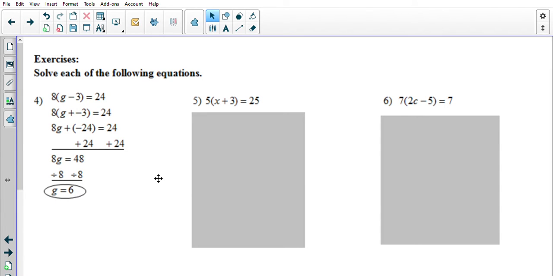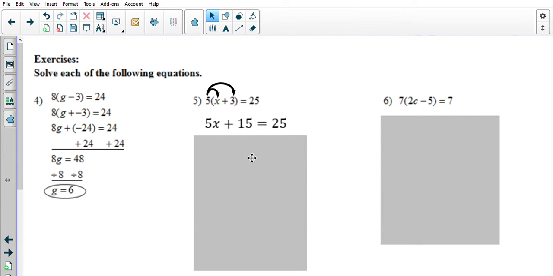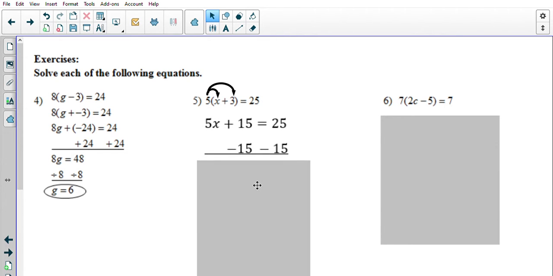All right, let's try question number 5. Let's distribute this 5 into the parentheses. So take 5 times x and 5 times 3. That will get us 5x plus 15 equals 25. Now it's just a two-step equation. The inverse of adding 15 is to subtract 15. So let's subtract 15 from both sides.